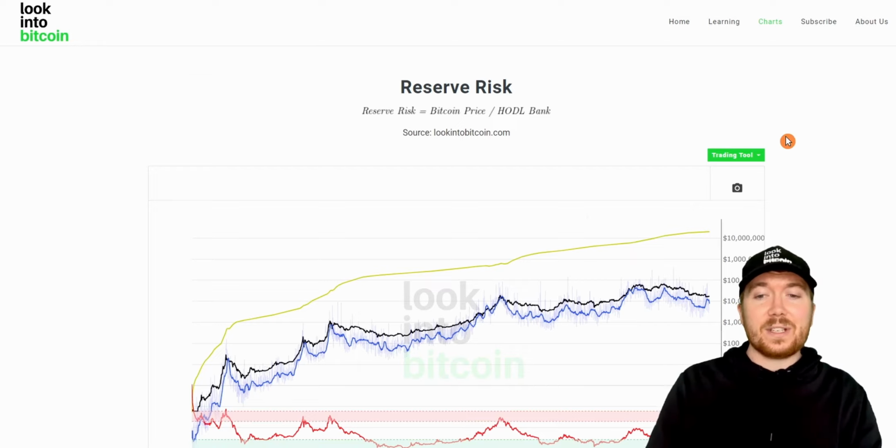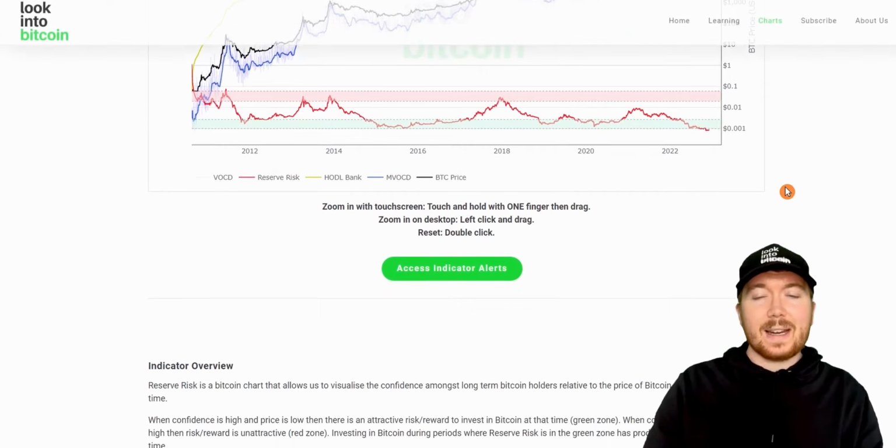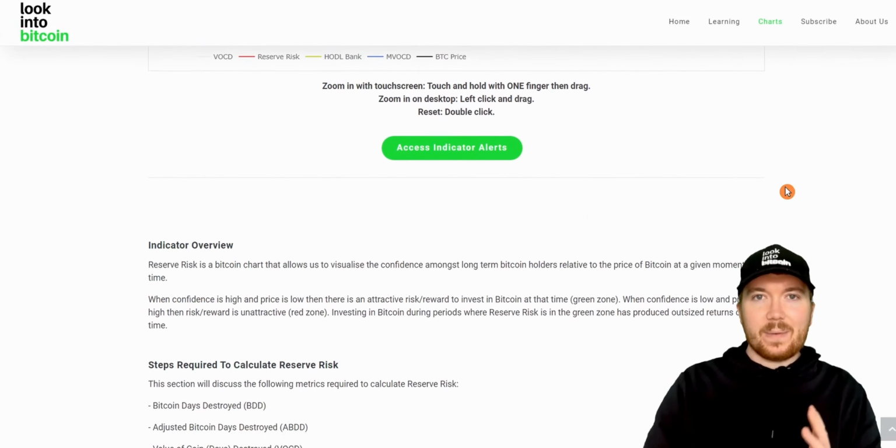So, the reserve risk chart is actually one of the more complex charts we have on lookintobitcoin.com, and as you can probably immediately see, there's a lot of things happening on the chart that may make this tool seem a little daunting at first, but we can break it down step by step so it seems a little bit more simple.